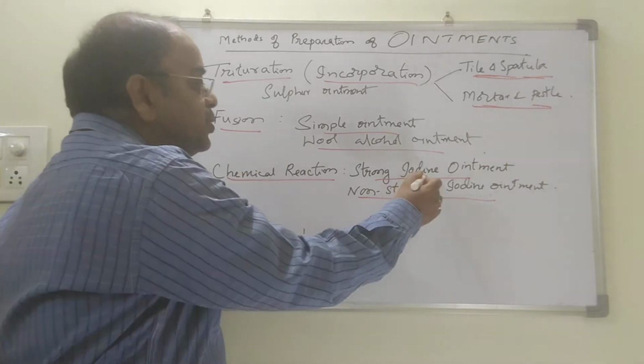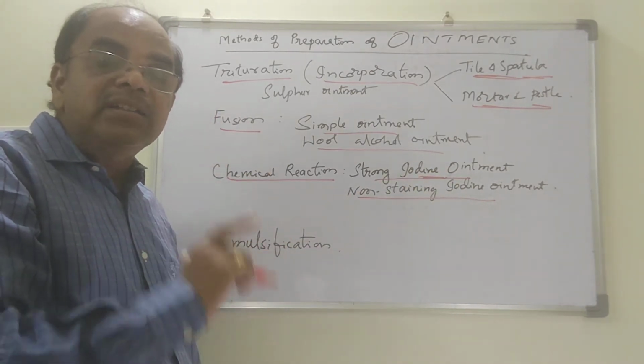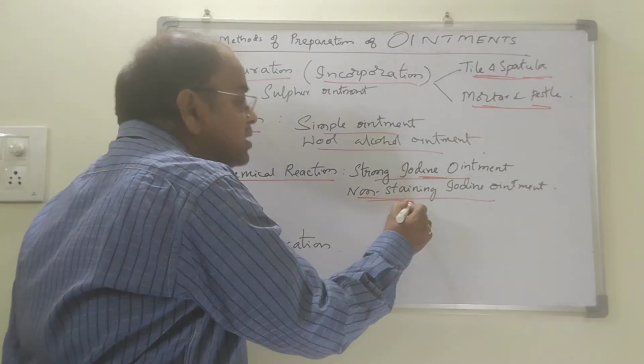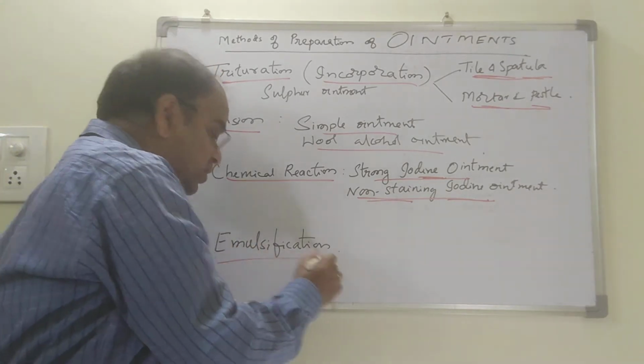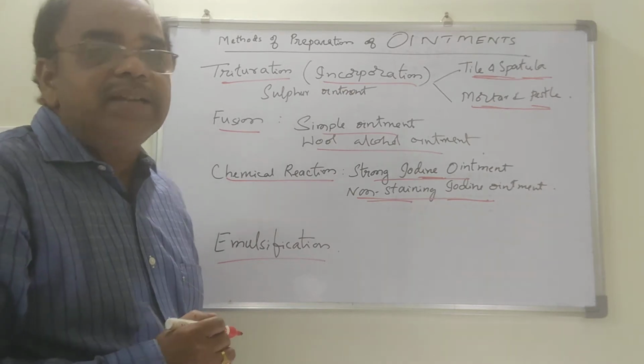So this is used in veterinary practice. Strong iodine ointment is used in veterinary practice for animal purposes, and non-staining iodine ointment is for human use. One more method, emulsification, is also a technique to prepare ointments.